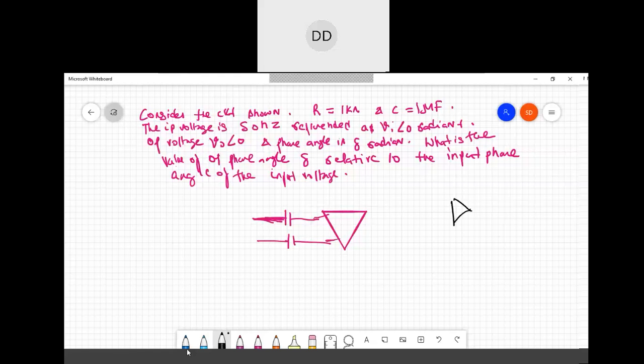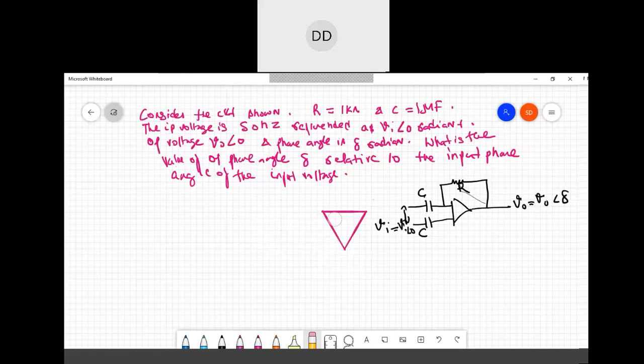Okay, so we have two capacitors. One more is here, and this is connected with the resistance. This is R, this is C, this is C. This is V0 = V0 at an angle of alpha, and Vi here is equal to Vi at an angle of 0 degrees. So this is Vi. Vi is the voltage across these two points. For the time being, no problem. So this is the problem. This is all what we have.